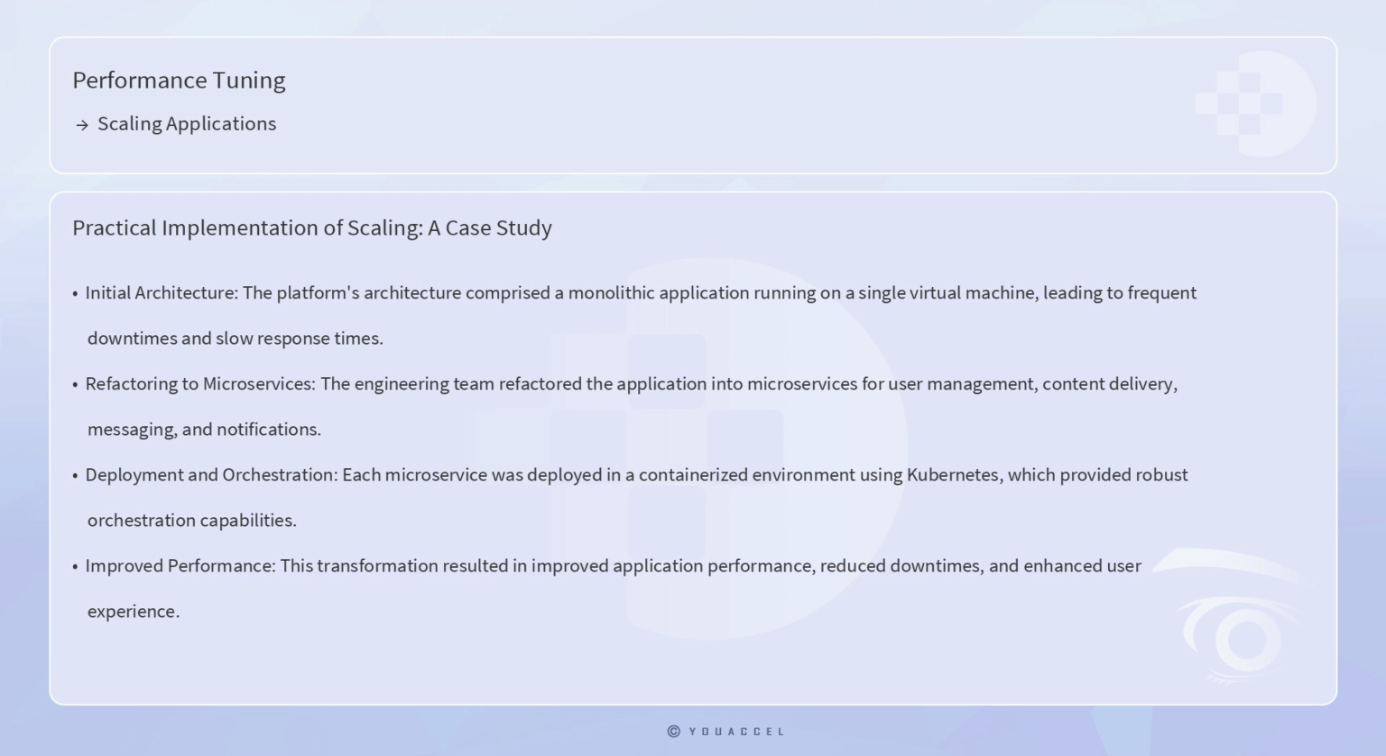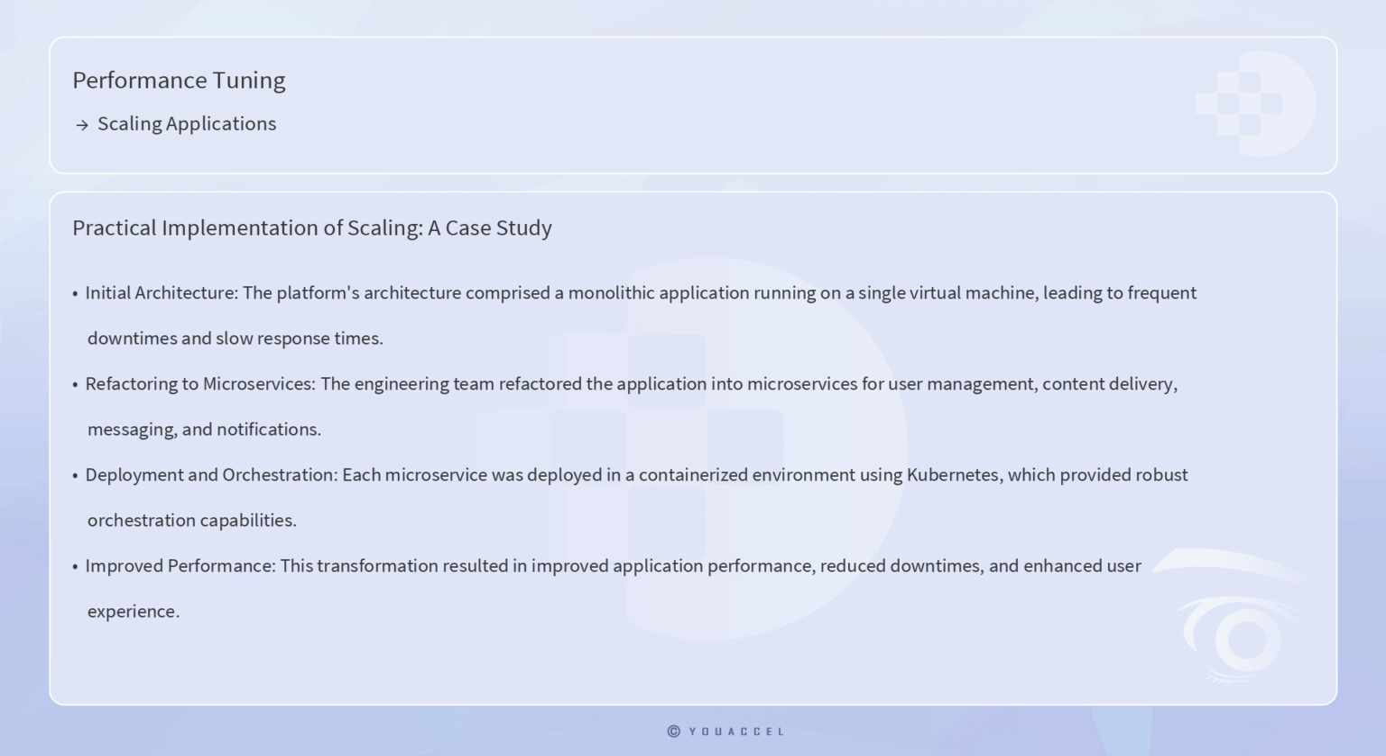The engineering team decided to refactor the application into microservices and deploy it on a cloud infrastructure with auto-scaling and load balancing. The migration involved breaking down the monolithic application into microservices for user management, content delivery, messaging, and notifications. Each microservice was deployed in a containerized environment using Kubernetes, which provided robust orchestration capabilities.